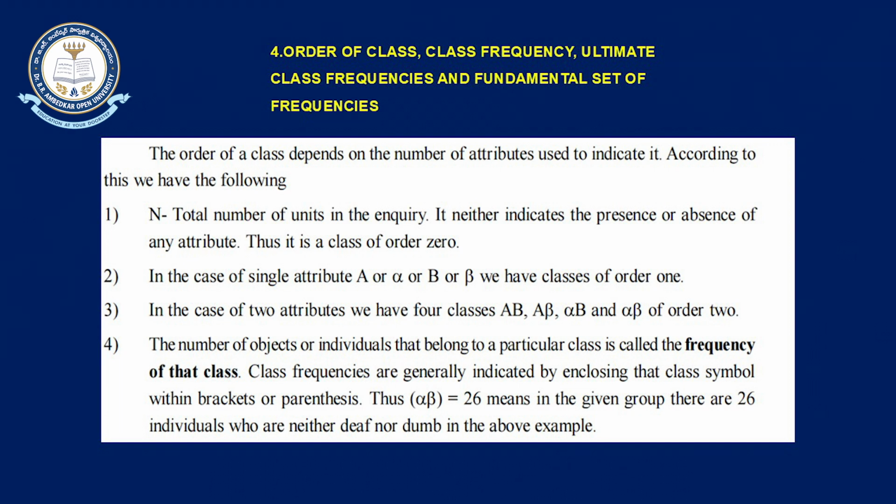Class frequencies are generally indicated by enclosing the class symbols in brackets or parentheses. It is denoted by alpha beta equal to 24. This group O is a group of 26 people, and like that we can mention the group of alpha beta. It is the individuals who are neither deaf nor dumb, as in the above example.